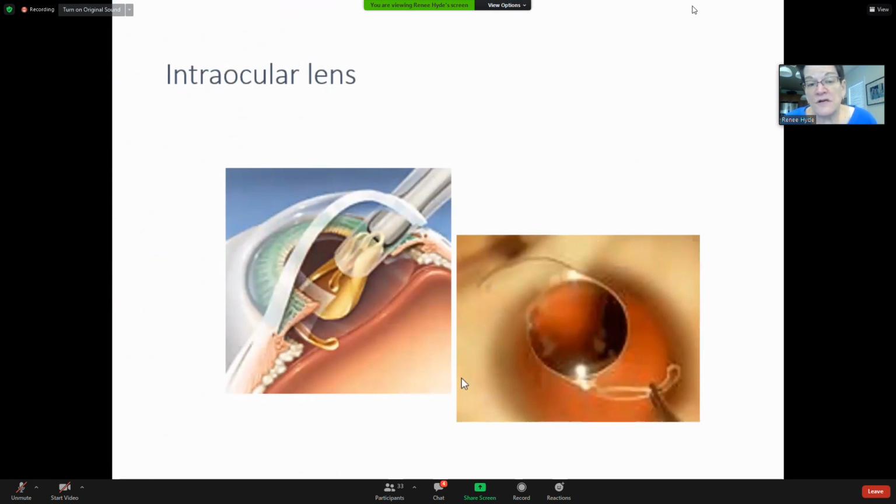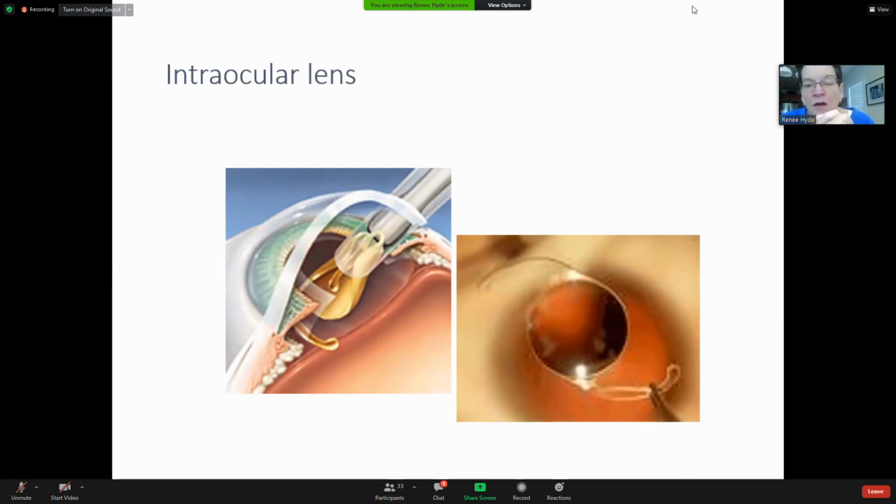What they do is they put in an intraocular lens. Typically, you will see that this lens has these little wings that sort of float. It's not sutured down. It's inserted through that little slit. It's all bunched up, and then once it's out in the area of the eye, it spreads out.